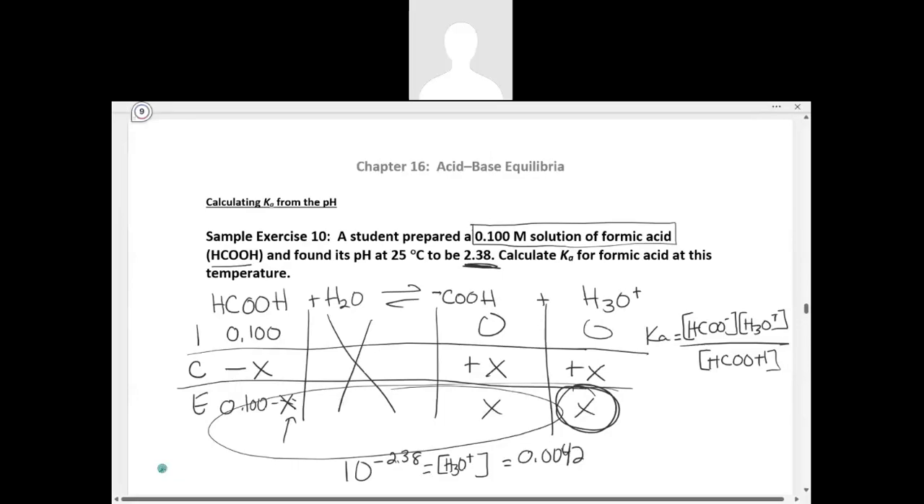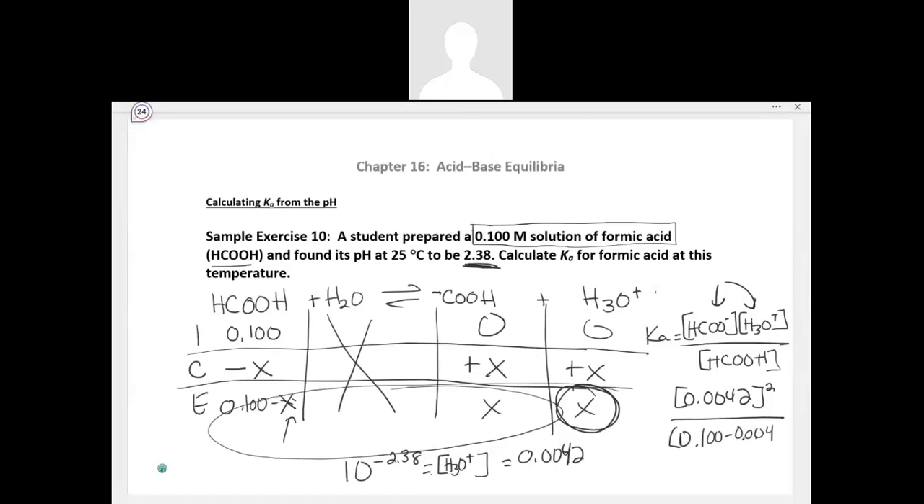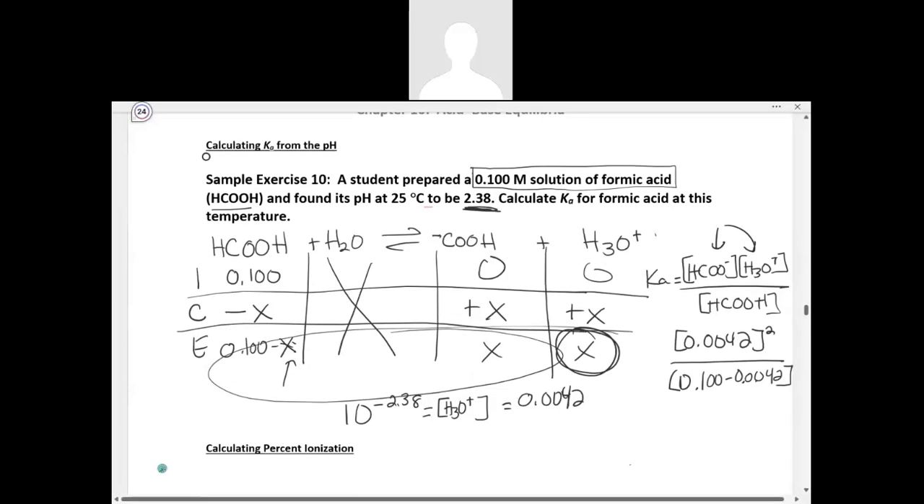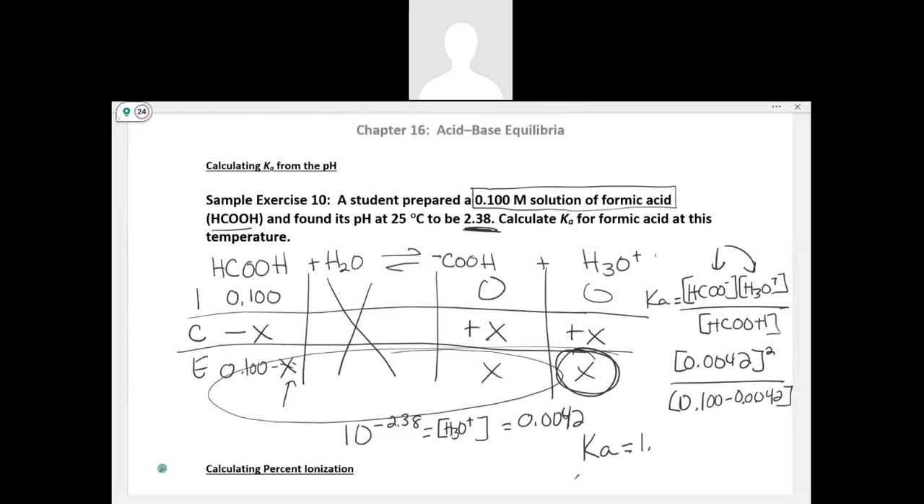So now when we plug this in, we'll see that our top values here and here would both be 0.0042, so we can just square that. And then down here, we'll do 0.100 minus 0.0042. Make sure you plug in that 0.1 minus 0.0042 in the denominator. When we plug all these values in, we're actually going to be able to find our acid dissociation constant, and we find this to be, for this acid, about 1.8 times 10 to the negative 4.